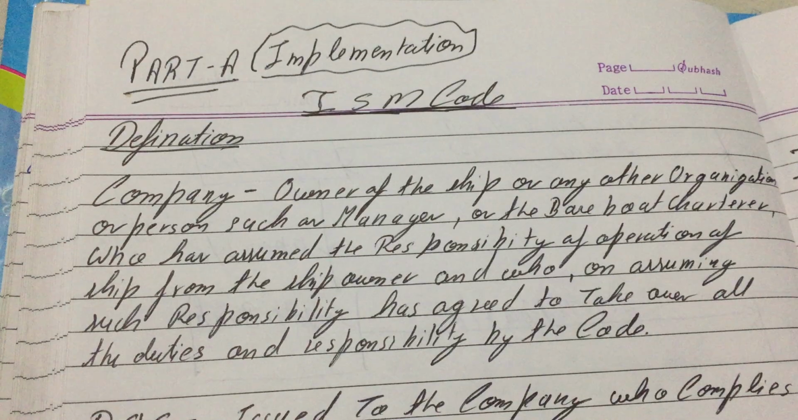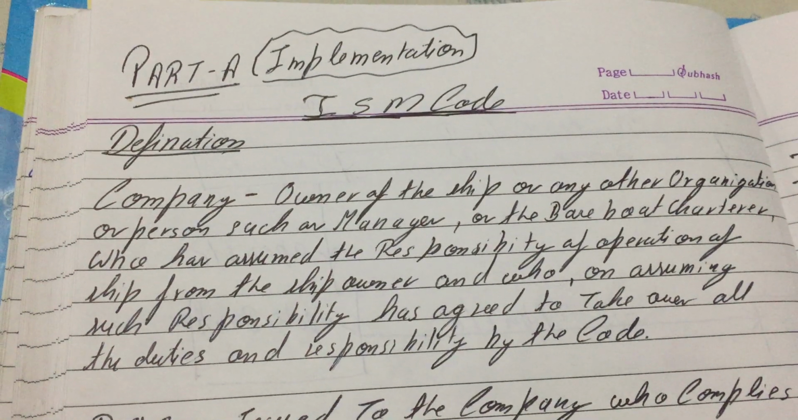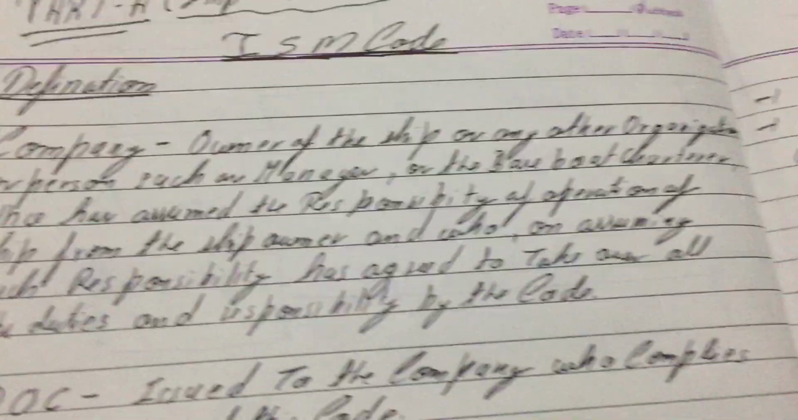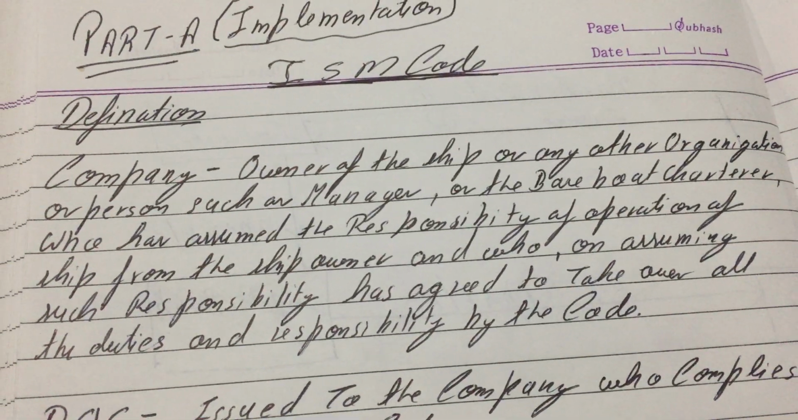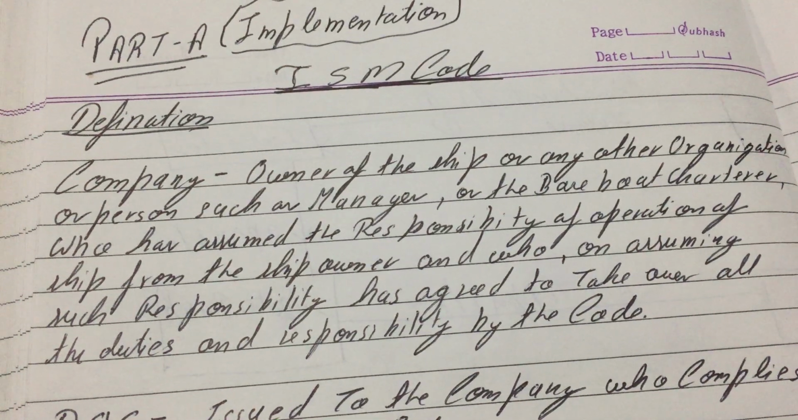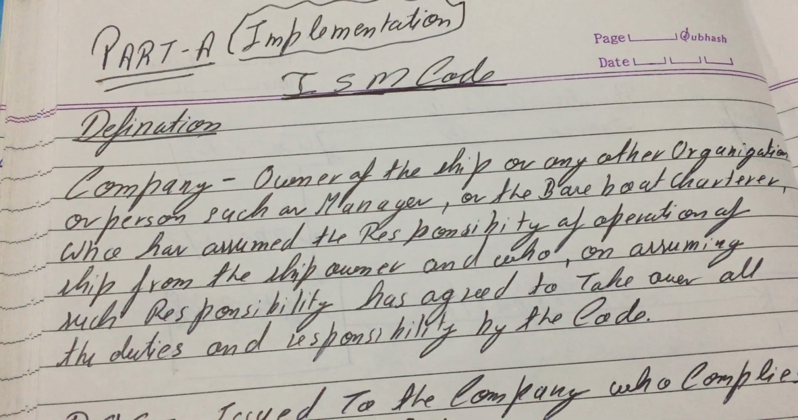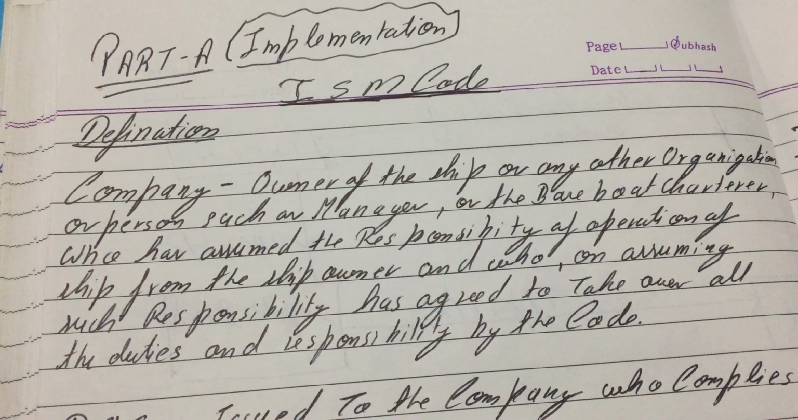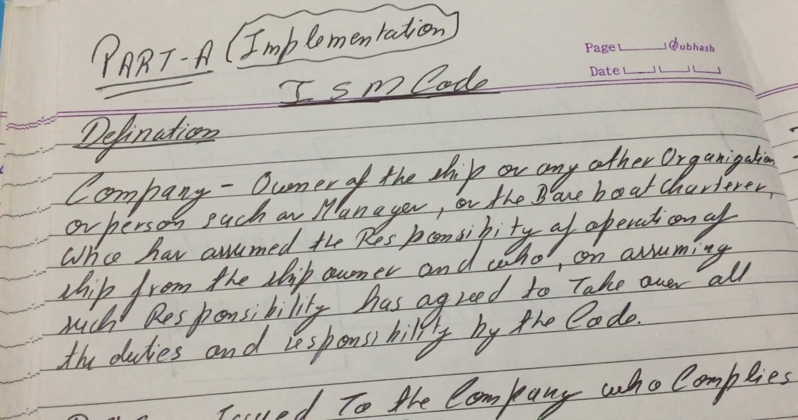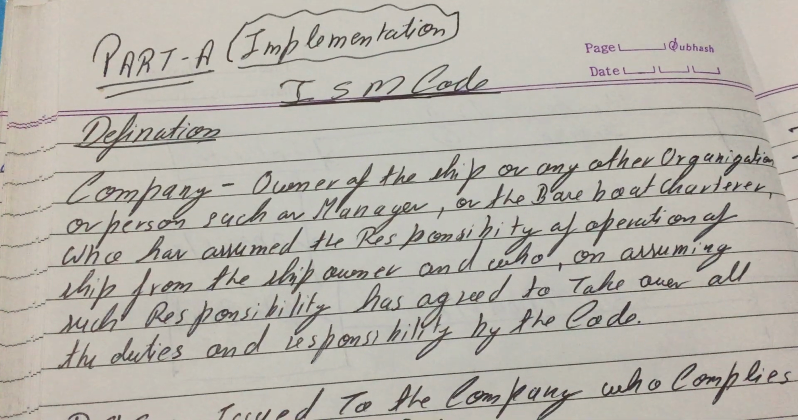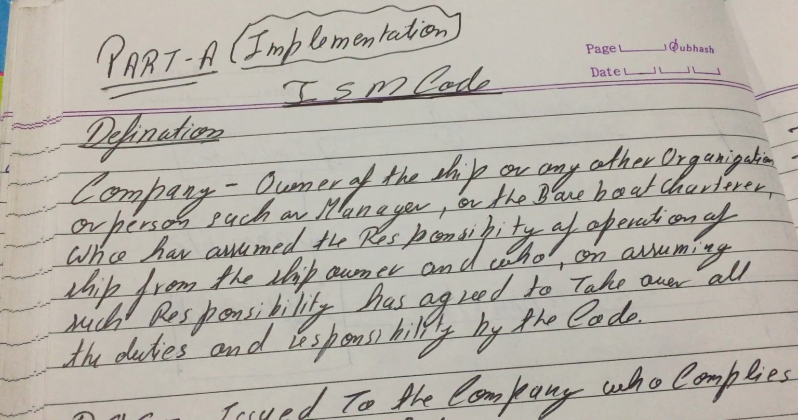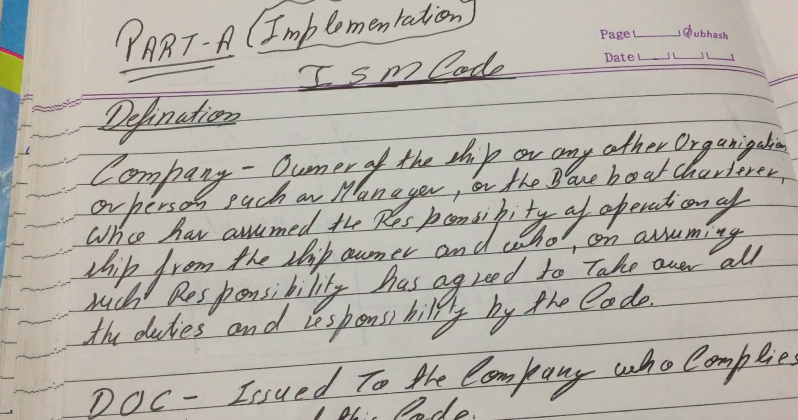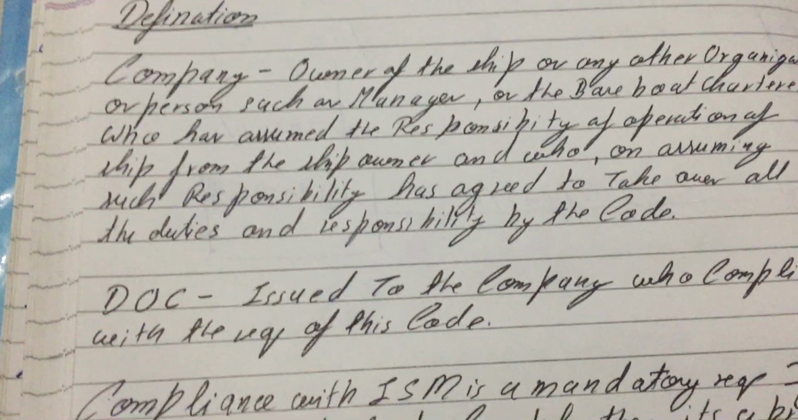The ISM code has been divided into two parts, Part A and Part B. We'll discuss that afterwards. First we'll see some definitions. As per the ISM code, if you want to know how to define a company, you will find the definition only in the ISM code. Company is the owner of the ship or any other organization or person, such as the manager or bareboat charterer, who has assumed the responsibility for operation of the ship from the ship owner. In assuming that responsibility, he has agreed to take over all duties and responsibility as per this code. So if you want to describe a company, you have to describe it in these words.